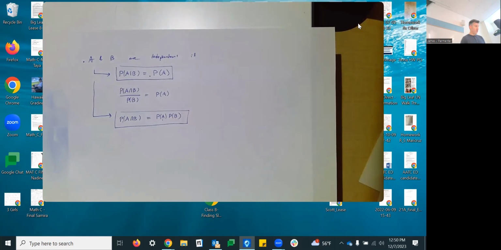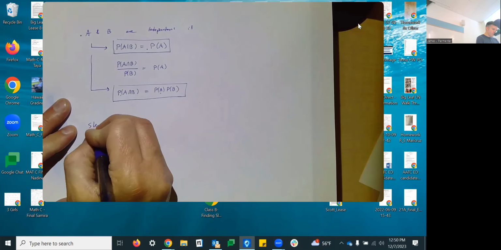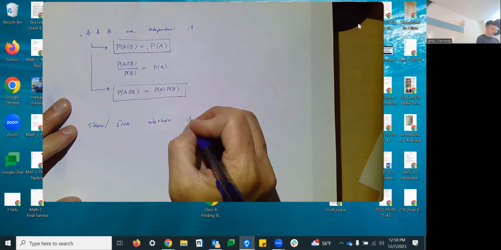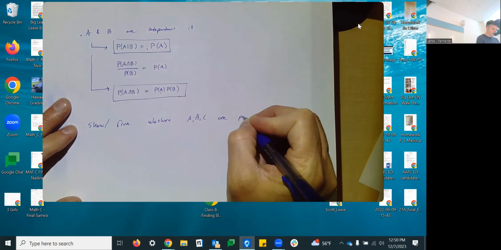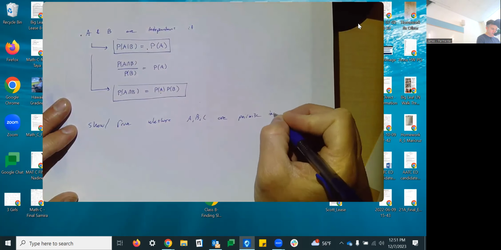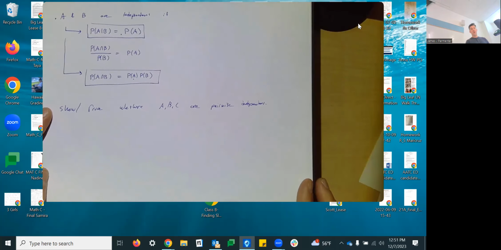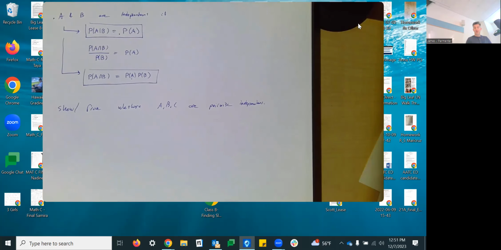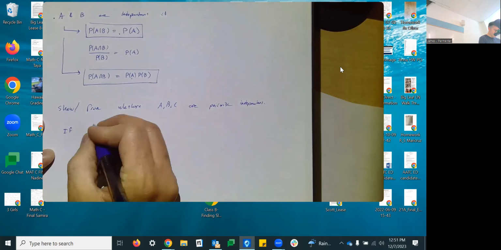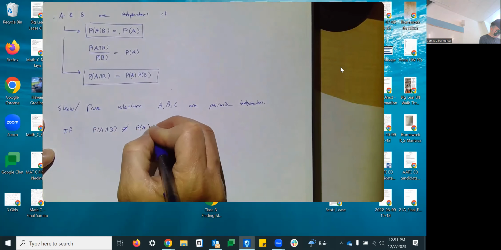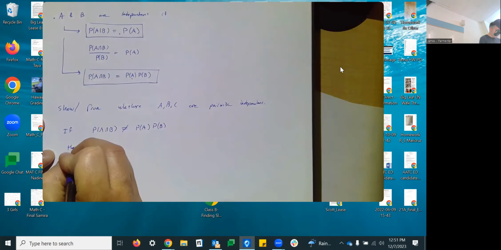So the thing is, if you're trying to show or prove whether or not A, B, and C are pairwise independent, which I know this is the first time we were talking about this concept in this class, you either have to show that they all are, or at least one of them isn't, right? But if one of them isn't, then the whole thing is not pairwise independent. So if, for example, the probability of A intersect B does not equal the probability of A times the probability of B, then we can conclude the following.